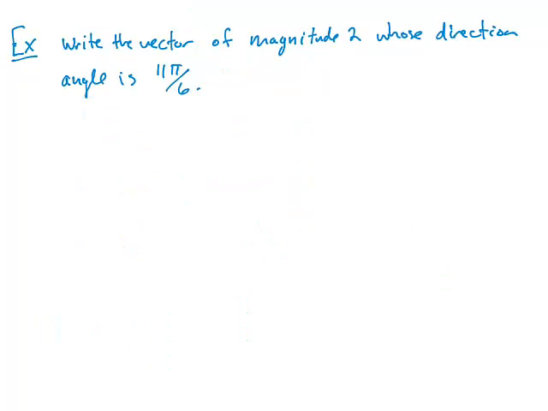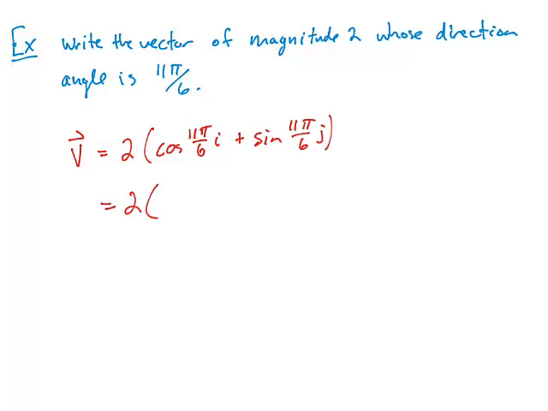Okay, similar example. We're going to have a magnitude of 2 times cosine 11 pi over 6 i plus sine 11 pi over 6 j. Cosine of 11 pi over 6, that's quadrant 4, so that's positive: root 3 over 2 i, plus sine of 11 pi over 6, which is negative 1/2 j. Multiplying this out, I get root 3 i minus 1 j. So we can write it like this.